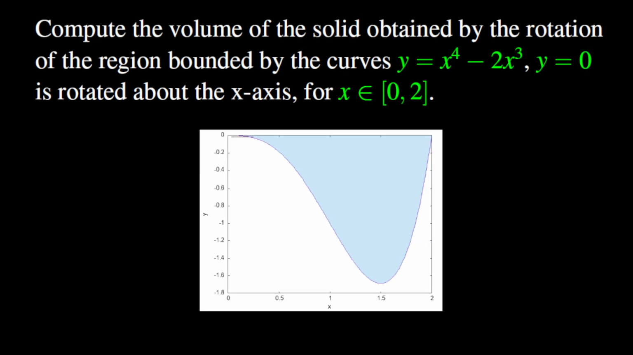When we have this type of question, it is crucial to have a graph of the region. This will allow us to learn more about the geometry of the problem, and adopt the proper method to solve it. In this case, the region is bounded by the curve x to the power 4 minus 2x cubed and the x-axis. The axis of rotation is also contained in this region. This is important because it will allow us to use the disk method to compute the volume of the solid.